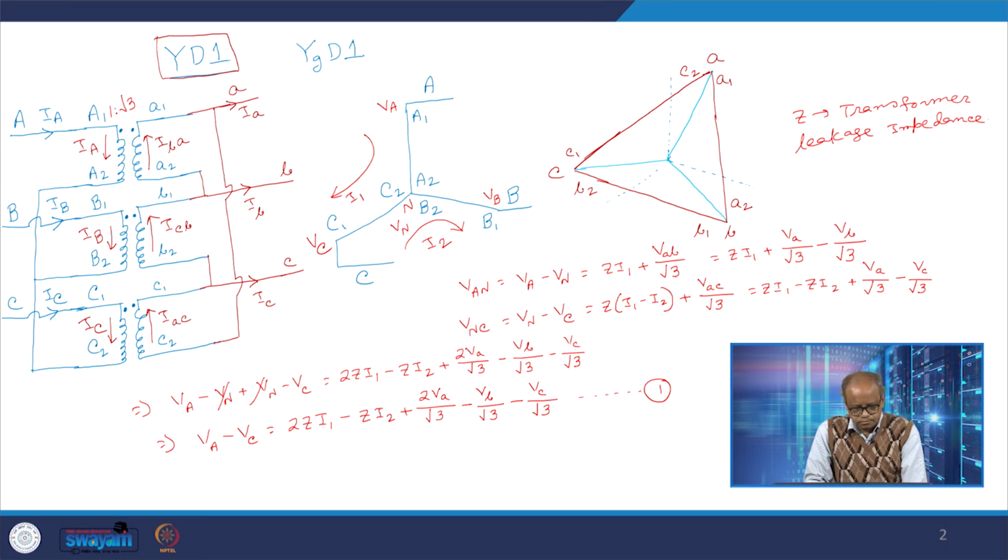Now, we have basically written down the equation considering loop 1. So this is essentially considering loop 1. Now, if I consider loop 2.